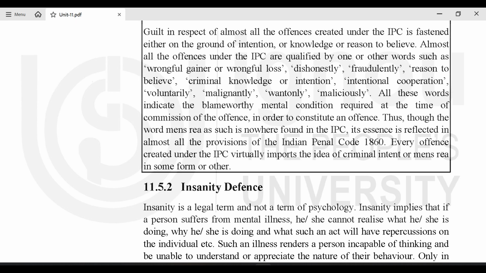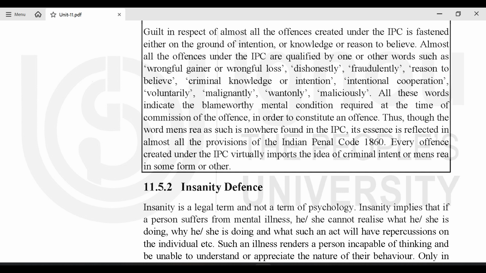Guilt in respect of almost all the offences created under the IPC is fastened either on the ground of intention, or knowledge or reason to believe. Almost all the offences under the IPC are qualified by one or other words such as wrongful gain or wrongful loss, dishonestly, fraudulently, reason to believe, criminal knowledge or intention, intentional cooperation, voluntarily, malignantly, wantonly, maliciously.